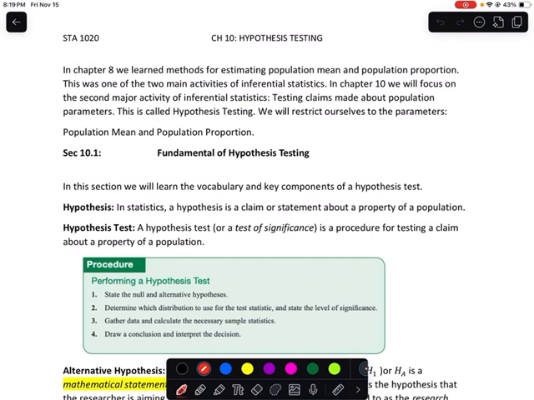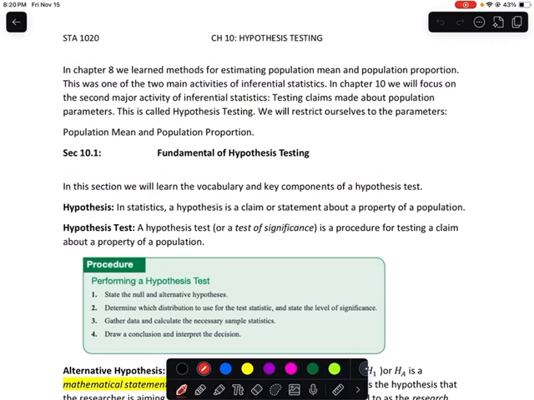If you recall, at the beginning of chapter 8, I mentioned that from here we are starting what we call the inferential statistics. So there are two main activities in inferential statistics, and one we did in chapter 8, which was estimating the population mean, population proportion, and finding the size of the sample needed.